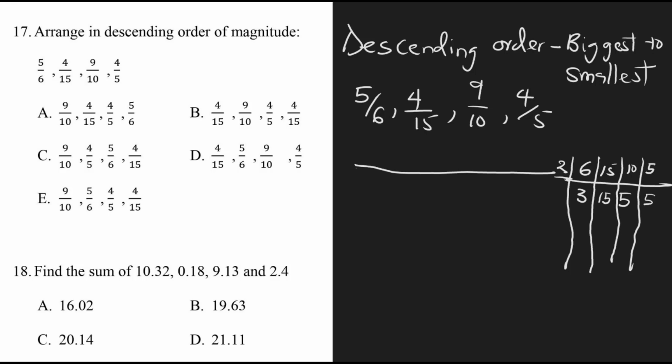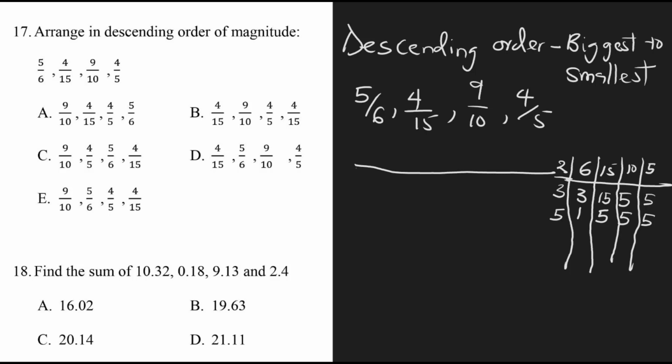Next one, 3 can go. So 3 divided by 3 is 1. 15 divided by 3 is 5. 5 divided by 3 cannot, it will always have remainder, so we write the 5 back. 5 divided by 3, write the 5 back, right? Next, 3 cannot go. 5 can go.